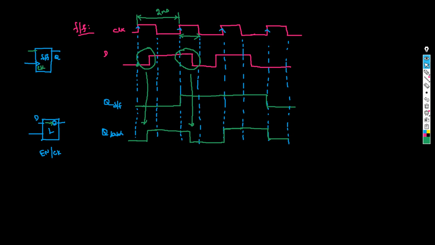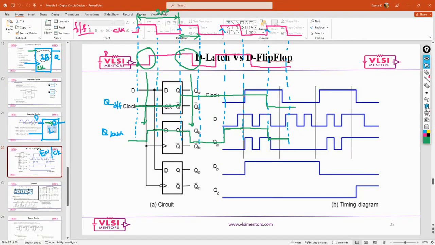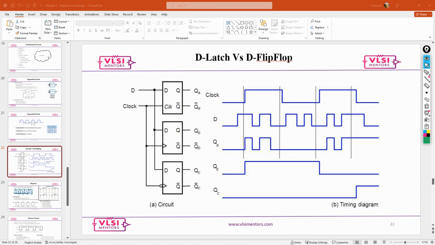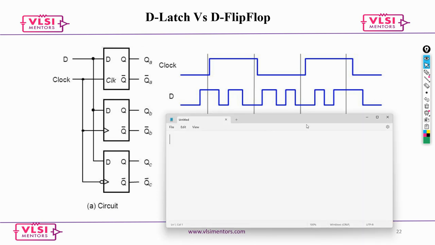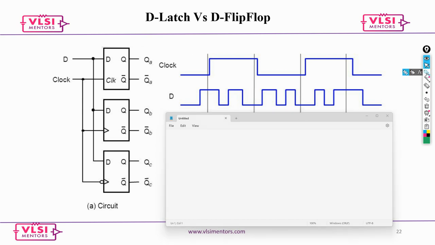Okay, now let's get back to our problem. Can you guys try solving this? So remember, this is a positive latch. You don't see the trigger here, so ideally it is a latch. This is a positive triggered flip-flop. And this is again a flip-flop with negative edge.